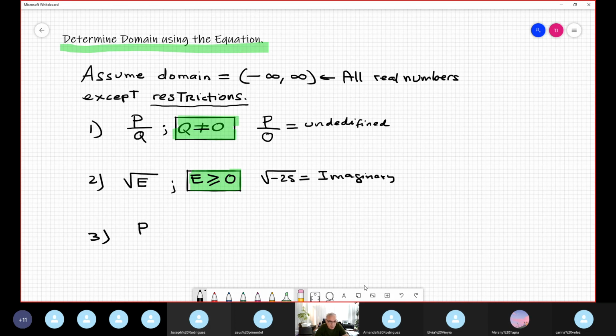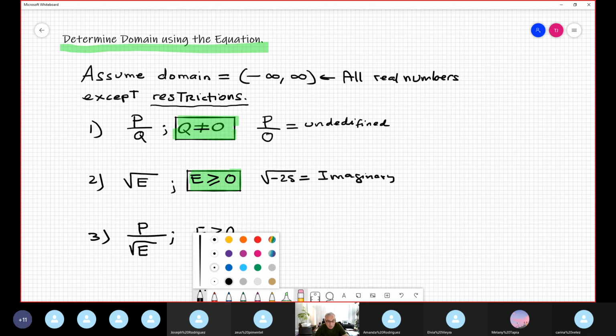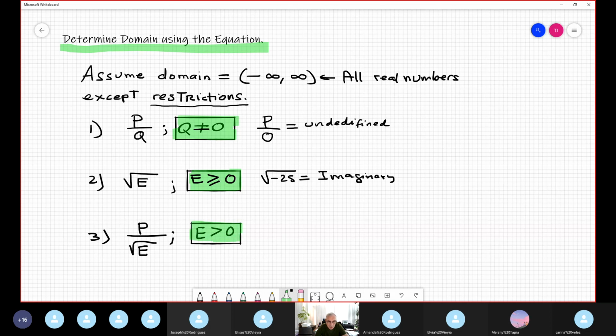It's when you have, for example, p divided by the radical of e. It's a radical, but a radical in the denominator. The restriction is that the expression e must be positive. Zero, no, because zero is case one. Now you know it's illegal. So basically, these are the three restrictions that we have so far. I promise in chapter 4 we will see one more. But so far, three restrictions.